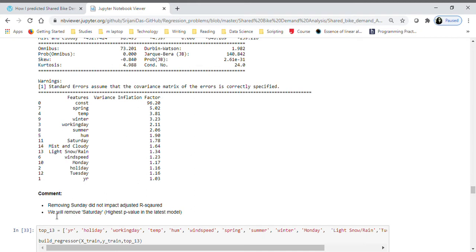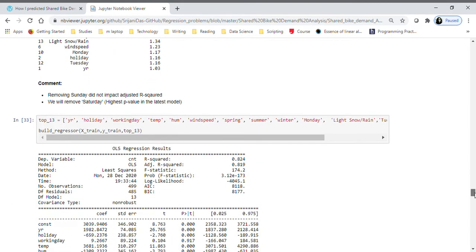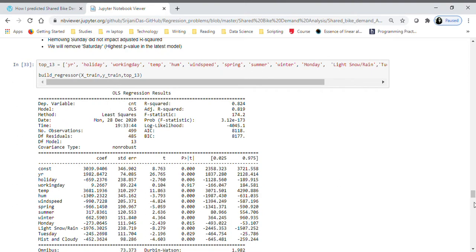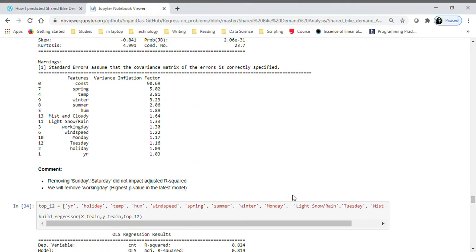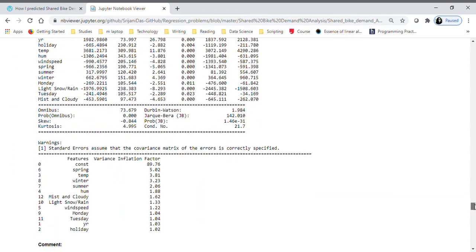Next, we are going to work with Saturday because it had the highest p-value in the latest model, and we are going to check the statistical summary again. We can see that the adjusted R-square is 81.9, the same. Since the adjusted R-square is not changing after removing Saturday, it's not adding any extra information to the model, so we can safely remove that feature. Next, we are going to test with working day because it has the highest p-value again in the latest model. And now we have come to the top 12 again.